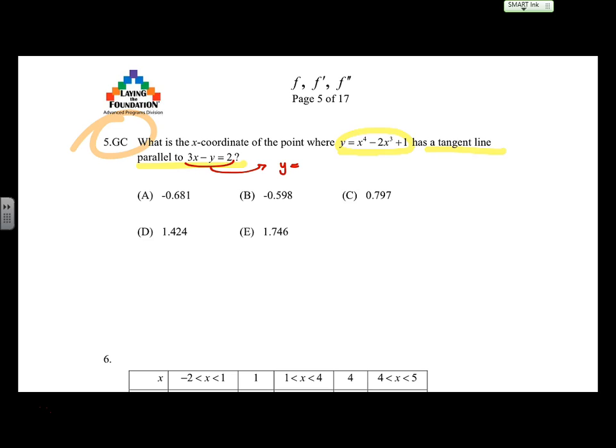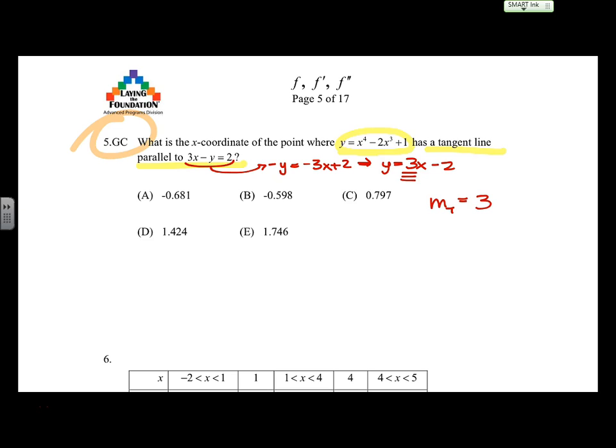Shouldn't you maybe get y by itself? So you would have negative y equals negative 3x plus 2. Then you would divide everything by negative and you get y equals, okay, it is a positive 3x. I was just saying solve for y because sometimes that might change. So I know m of the tangent line needs to equal 3. What do I know about slopes of tangent lines?